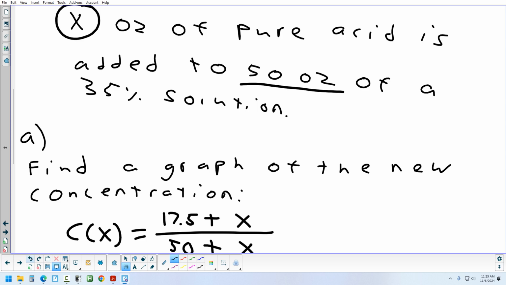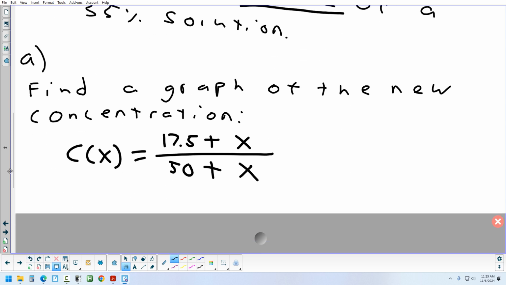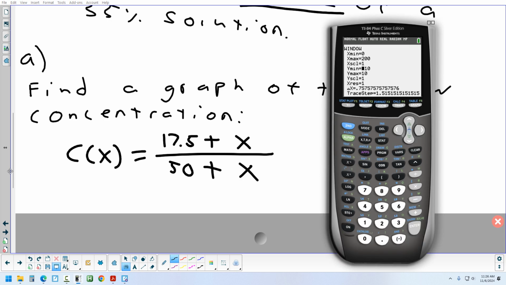Now, we didn't put times 100 on our formula. So normally concentration is between 0 and 100%. But what would that be as a decimal? 0.1 is 10%. So 0.35 is the lowest, and what would be the highest? 1. So the lowest concentration is 0.35, and the highest is 1. If you want to see it as a percentage, you'd have to just put times 100 on our formula.